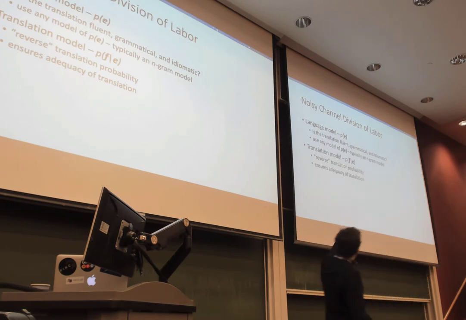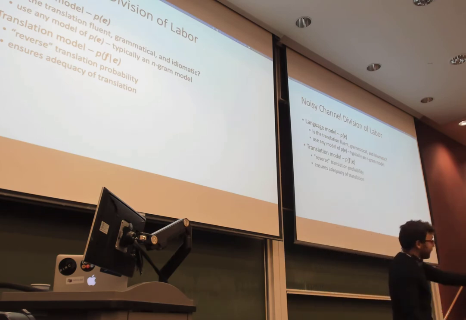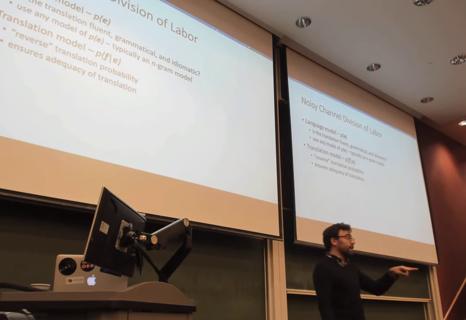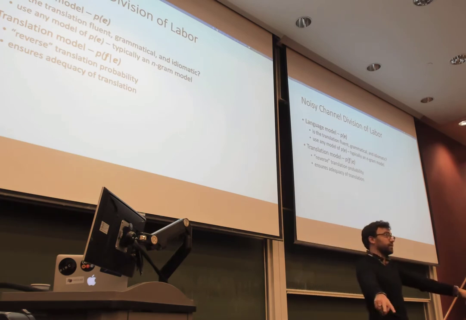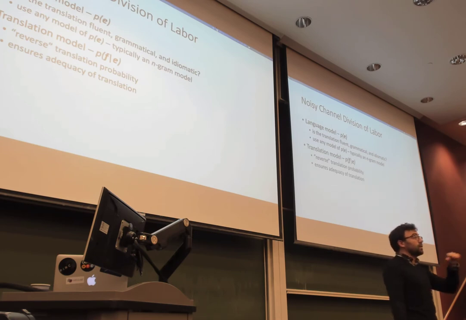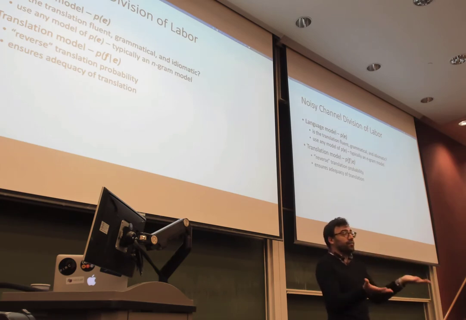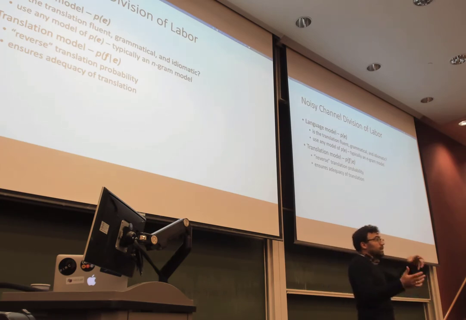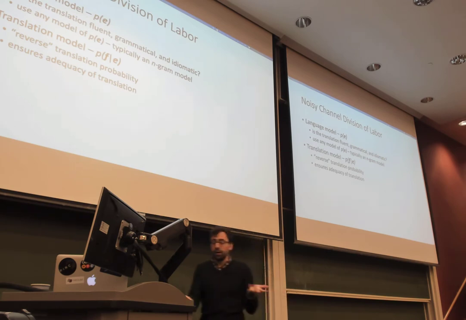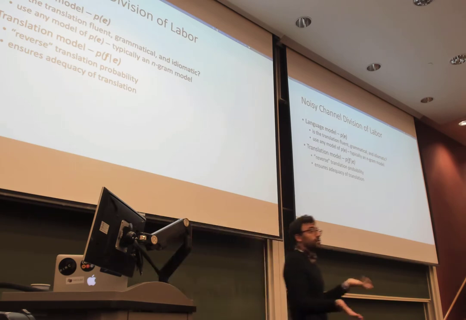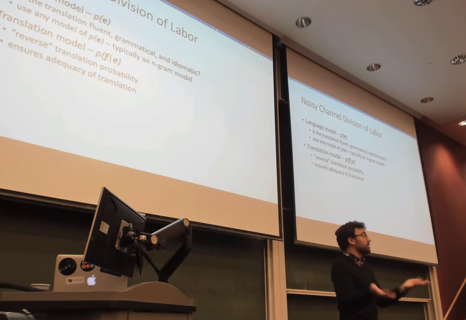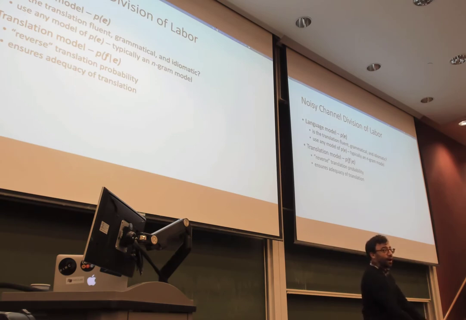Then you have the second part, which is the translation model, the probability of F given E. Remember, what we want to create is E given F, the English given the French. But what we use is the probability in the reverse direction, which essentially measures how faithful the sentence you have produced is. Because you can produce a very fluent English sentence that has nothing to do with the source you're trying to translate, so that's not what you want.